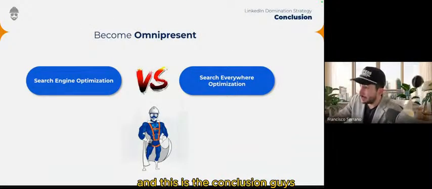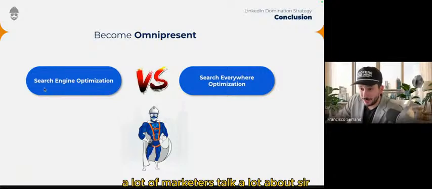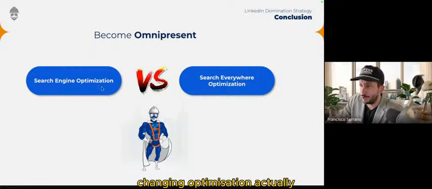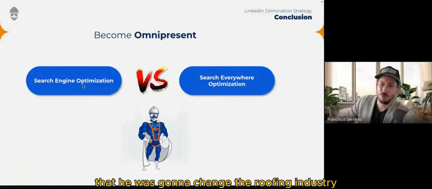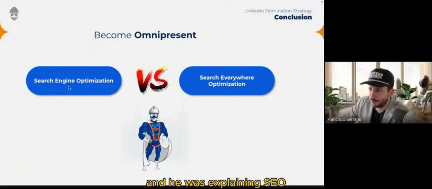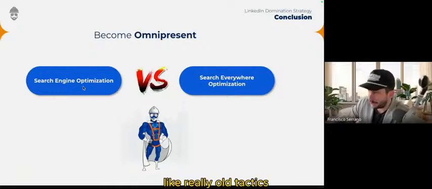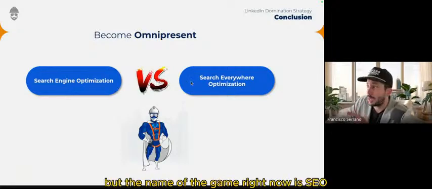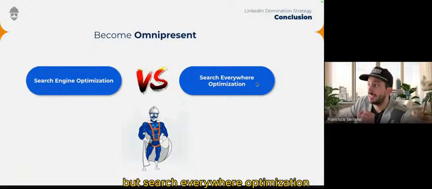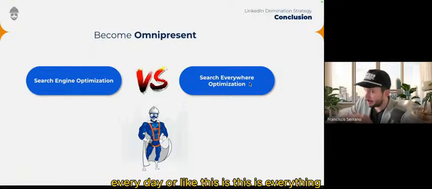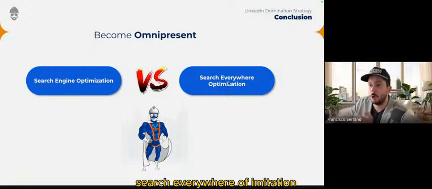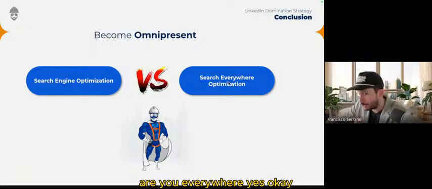So what we are talking about, and this is the conclusion, guys: a lot of marketers talk a lot about search engine optimization. Actually, we were in another class with another marketer who was going to change the roofing industry, and he was explaining SEO with really old tactics. But the name of the game right now is not SEO, but search everywhere optimization. You guys will hear it, we are going to talk about this every day. Are you everywhere? Yes. Okay, you are good.